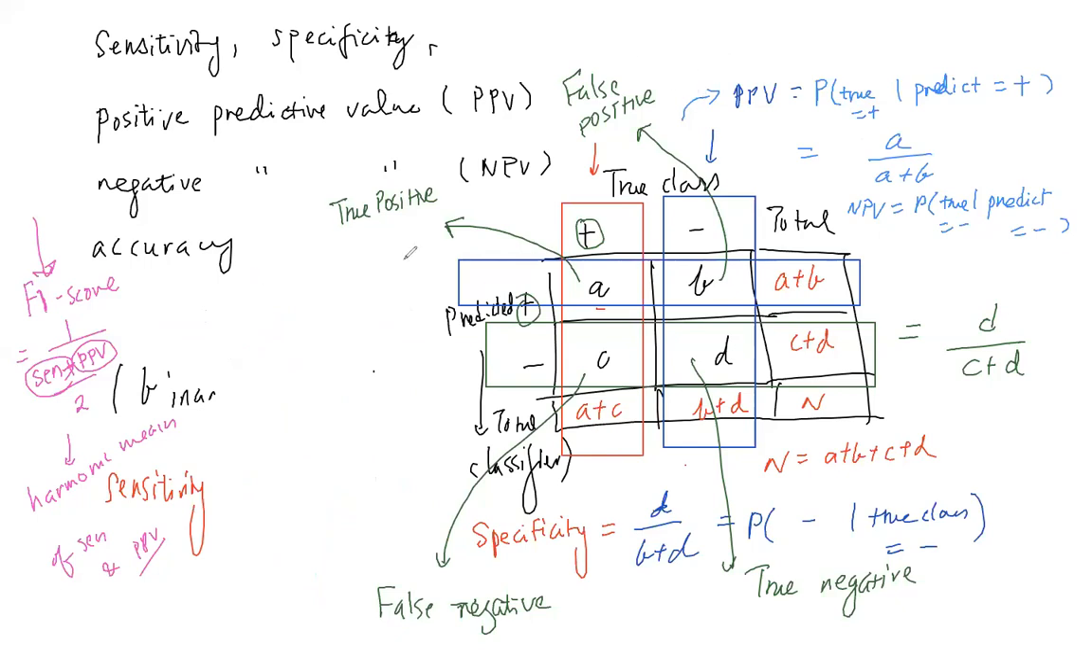So this is your 1 minus specificity, and this is your sensitivity, all right? So it will go from 0 to 1, 0 to 1, right? Now, remember when you make a decision, right?